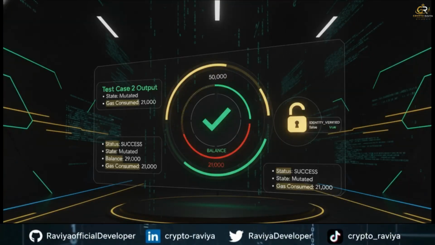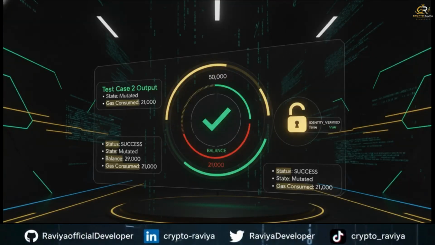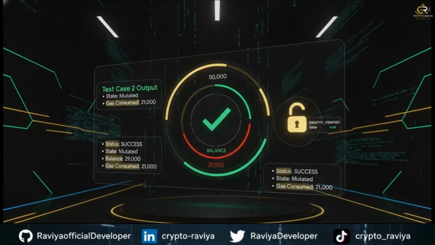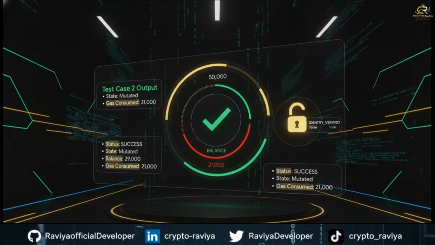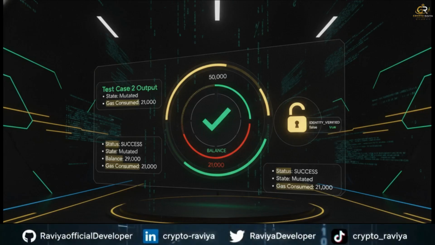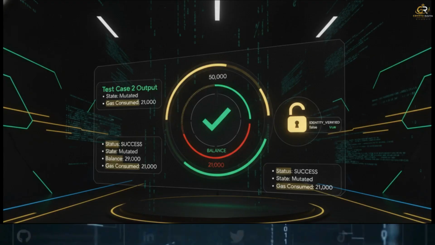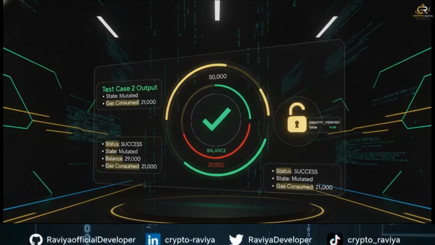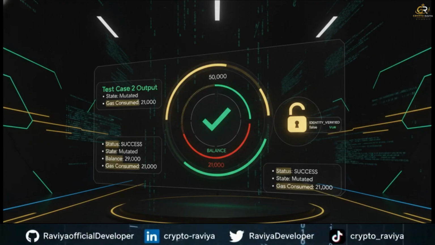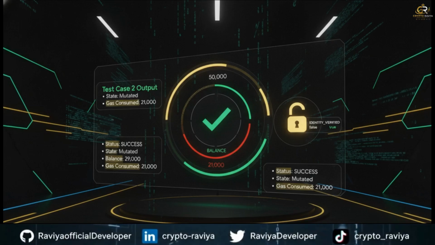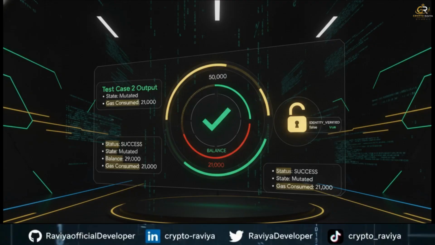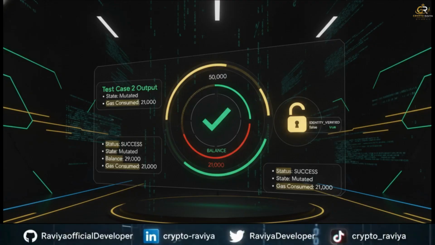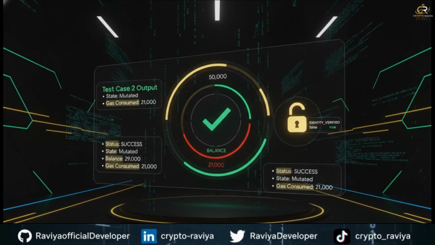Now let's run test case 2, but this time with a properly funded user, 0x user beta, who has a balance of 50,000. The pre-execution gas verification passes with flying colors. The EVM deducts the 21,000 gas cost. The execution succeeds. The contract's internal state database is permanently mutated so that the identity_verified key now equals true, and the caller's remaining balance is accurately updated to 29,000.